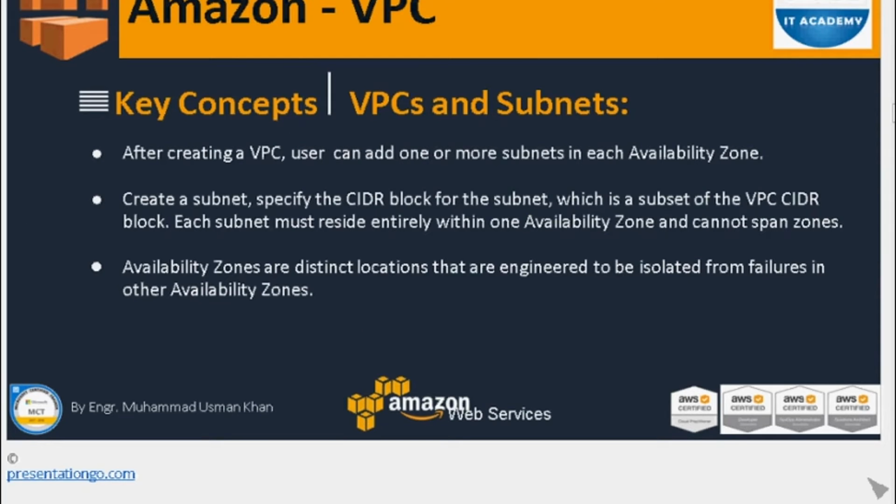VPC and subnet. After creating a VPC, a user can add one or more subnets in each availability zone. When you create a subnet, you specify the CIDR block for the subnet, which is a subset of the VPC CIDR block. It means whenever you create a subnet, it is definitely a sub part of a CIDR block relevant to the specific VPC. And availability zones, as we already learned, are distinct locations engineered to be isolated from failures in other availability zones.